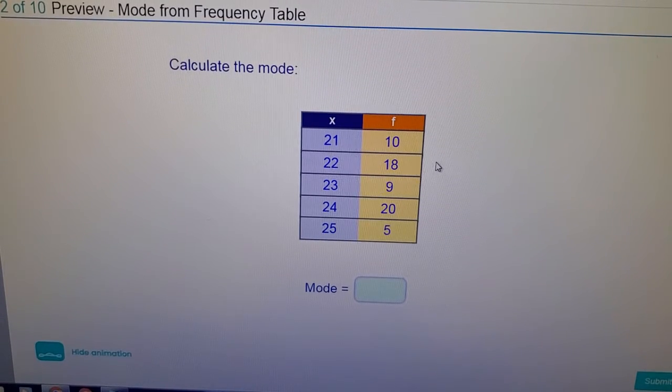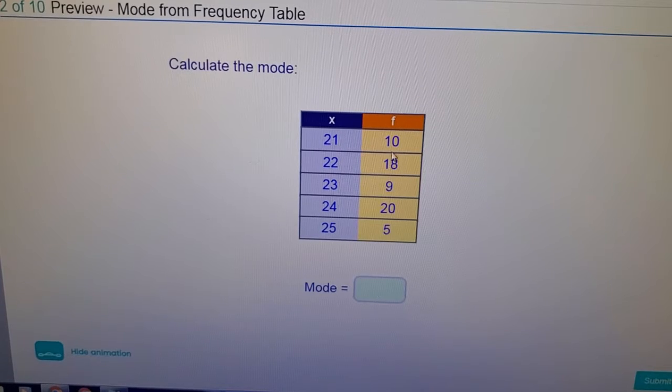So which one is the most frequent? Which one would be the mode? Remember, mode is the most common. Which has the most common frequency? Well, it's the one that's going to have the highest frequency, which is, there's 20 of them. It's 24. So our mode for this question would be 24.